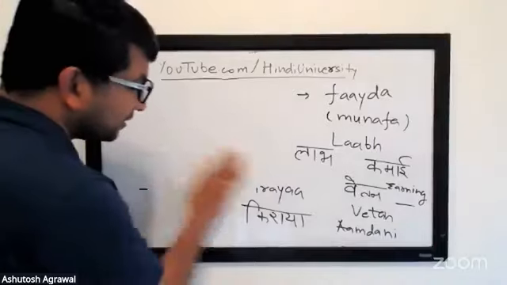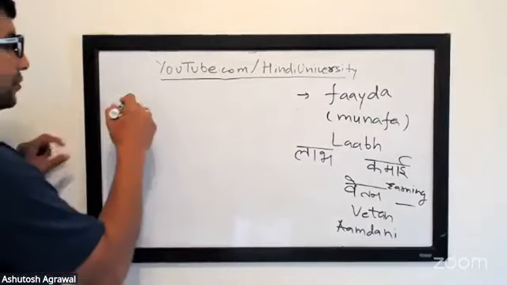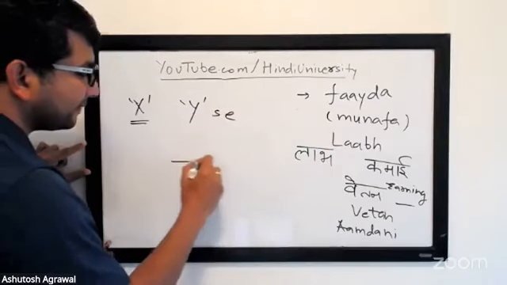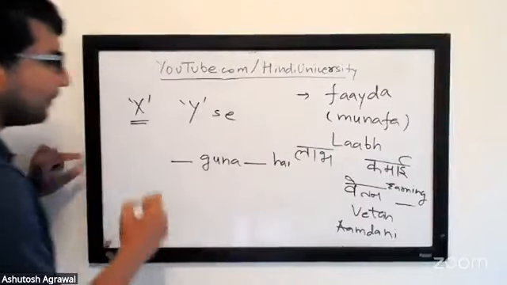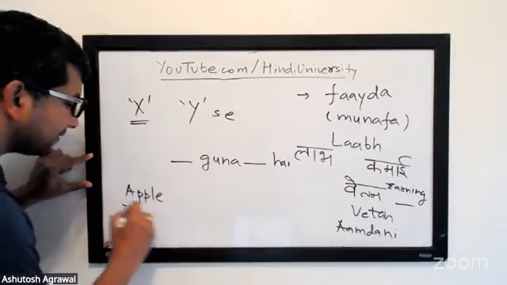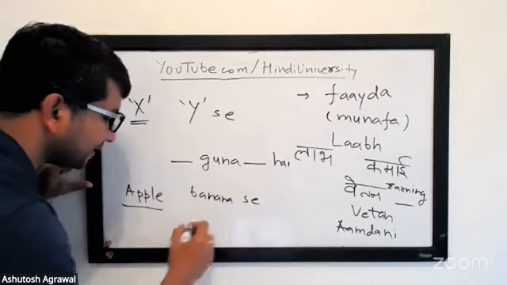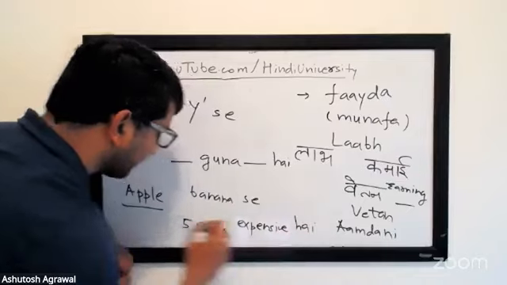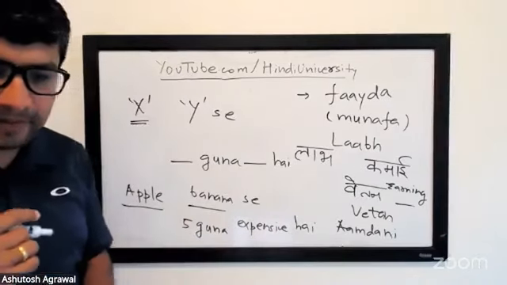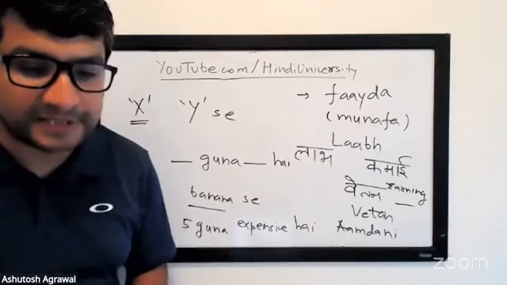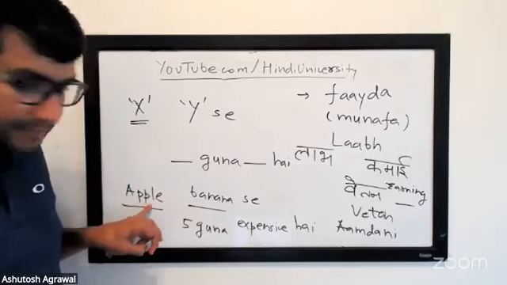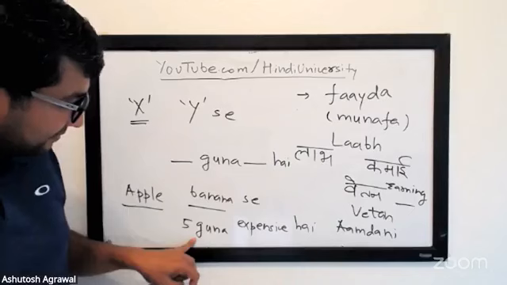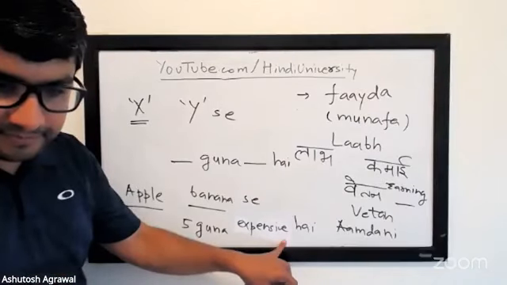I'm gonna do it just for an example I can give you. So you can say X, which is something you are comparing, Y se, guna, hai. Okay, so you can say apple, which is your X, banana se 5 guna, let's say, I'll keep it simple, expensive hai. Apple banana से 5 गुना expensive है. Okay, let's say iPhone is 2 times expensive than Android. How will you say that, Bill? iPhone, Apple, Android se do guna expensive hai.